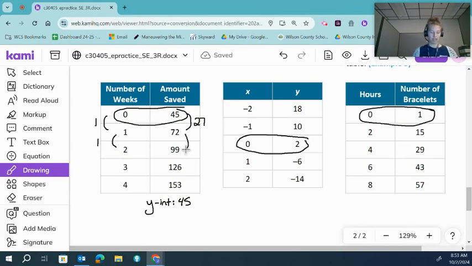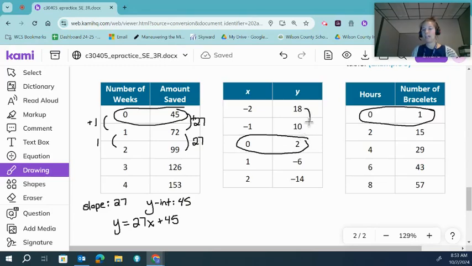And then I'm going to double check and make sure it stays the same here, and it is also 27. So my slope is going to be 27 over 1 or 27. And this increases, which makes my slope positive 27. So now I can write my equation. Y equals 27x, because slope is my coefficient, plus 45 because my y-intercept is positive 45. We'll do one more together.